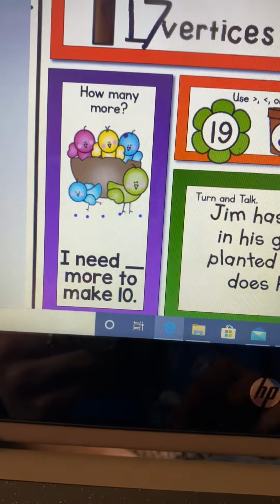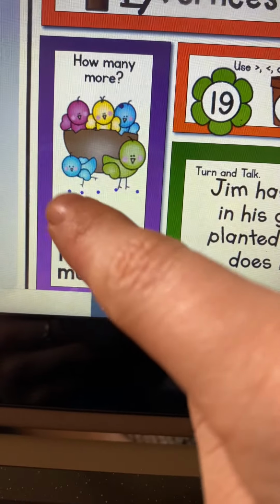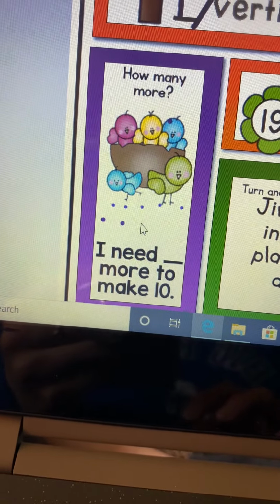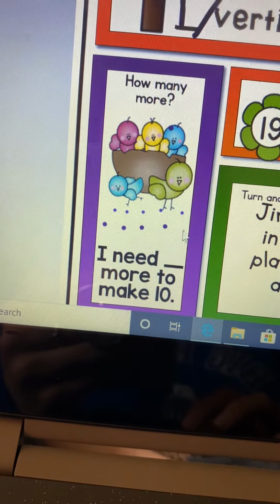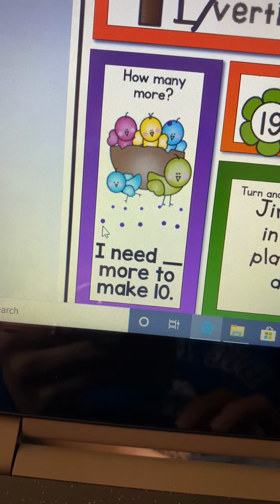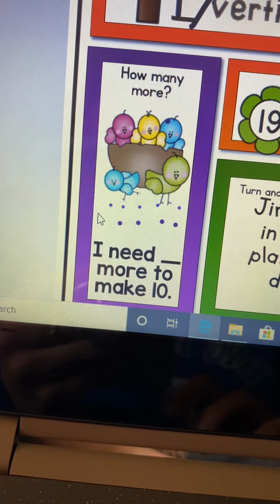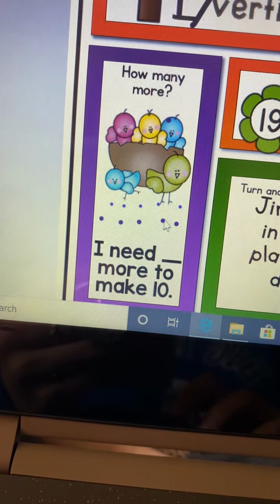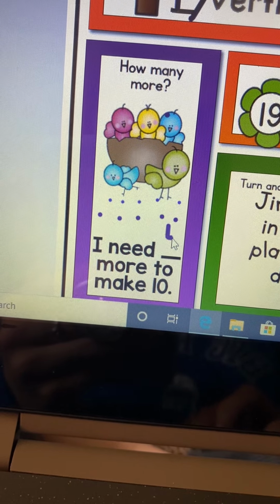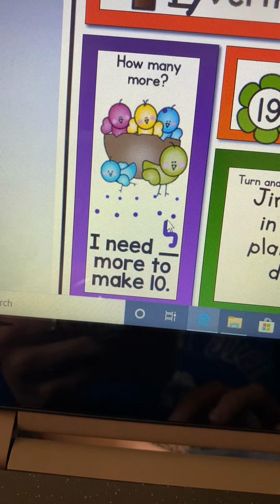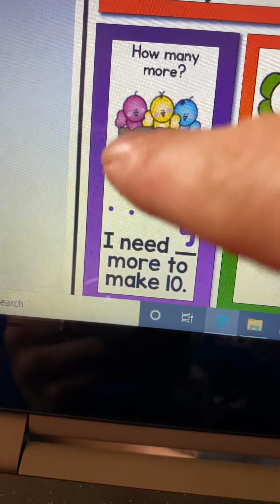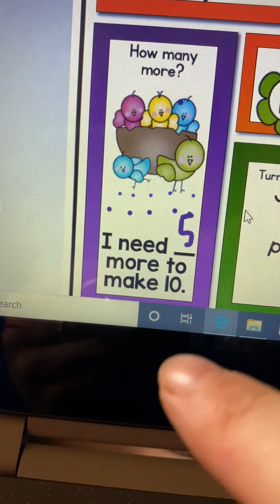Okay, so we have 5. Let's go ahead and count on. So we have 5, and I need 6, 7, 8, 9, 10. So I'm going to count the dots I made, and I have 1, 2, 3, 4, 5. So I need 5 more birds to make 10. And in other words, 5 birds plus 5 equals 10.